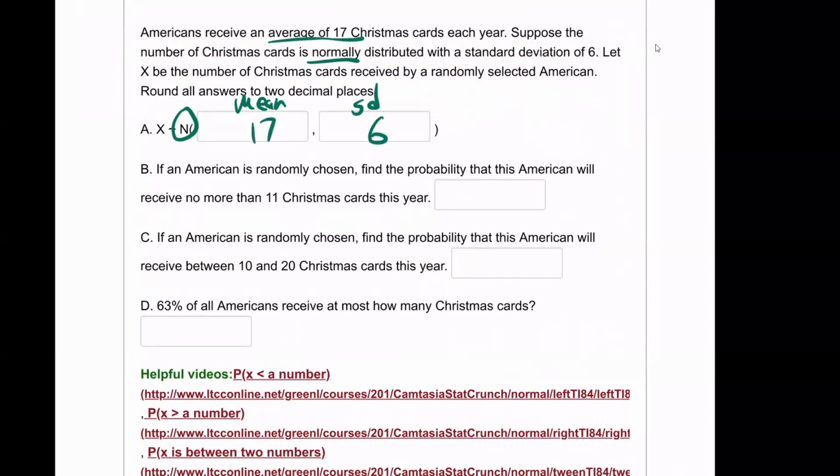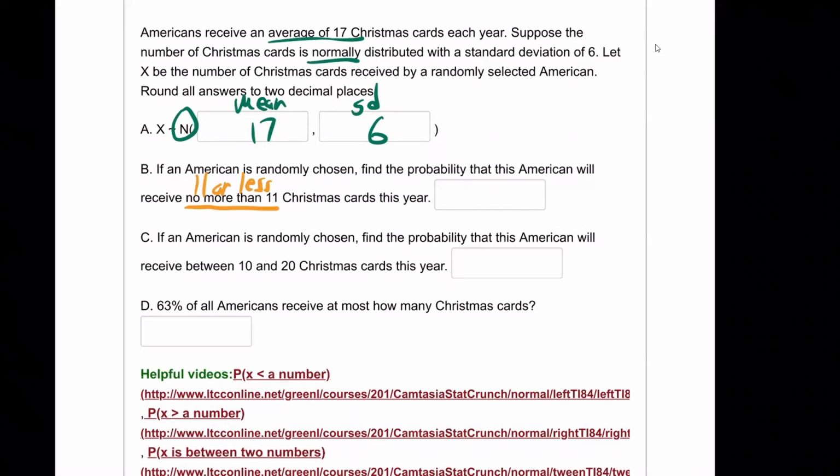If an American is randomly chosen, probability no more than, yeah, that's a good question. What does that mean if you receive no more than 11? Doesn't that mean 11 or less? Does that make sense? That's just a different way of saying 11 or less. If you got no more than 11, meaning you didn't get 12 or 13 or anything like that, not more than 11. So it's 11 or less, right?